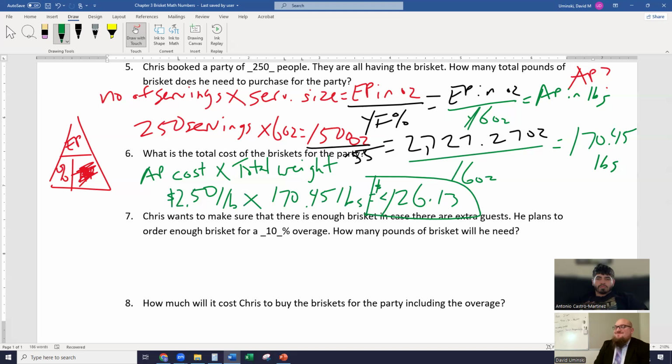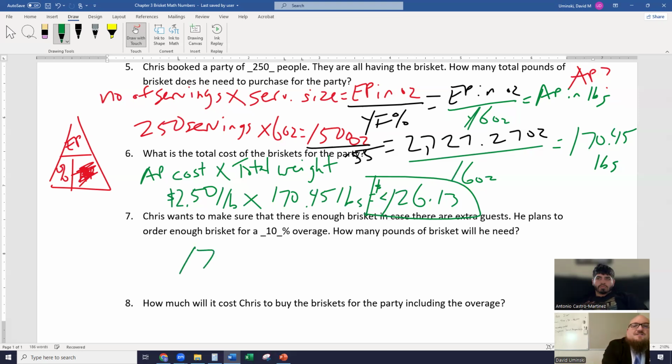Those are great parties. Now, he wants to make sure there's enough for 10% over. We've all been to parties where people don't RSVP, but they show up anyways, right? So we, as caterers, always want to make sure, it's called our safety factor. And so we want to do a 10% safety factor. Do y'all remember how to increase something by 10%? Back to chapter 2.